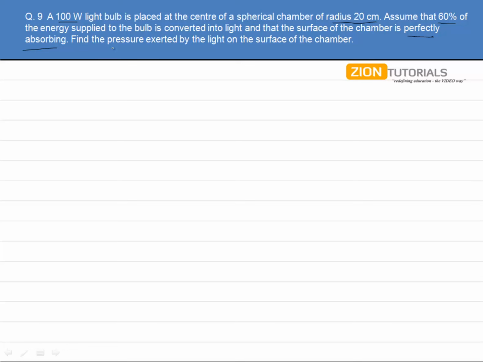So we need to find the pressure on the surface of the chamber, but we all know that pressure equals force upon area, and we have been given the radius for the spherical chamber. So we have the area to be 4 pi r square. So our only task remaining is finding this force F.